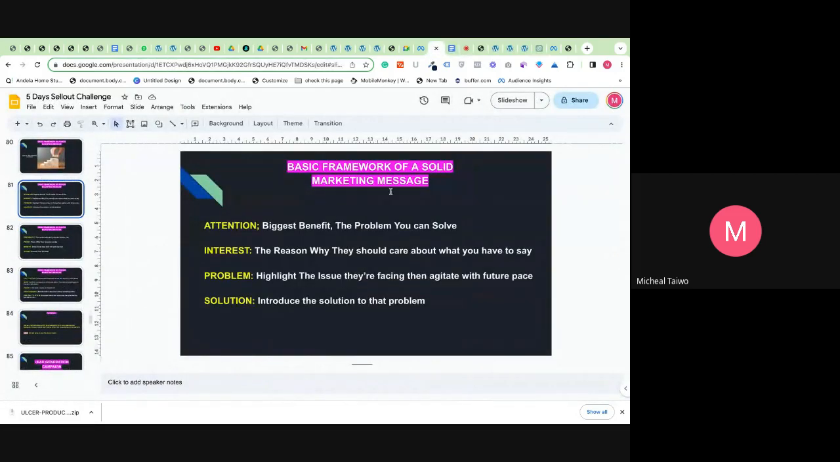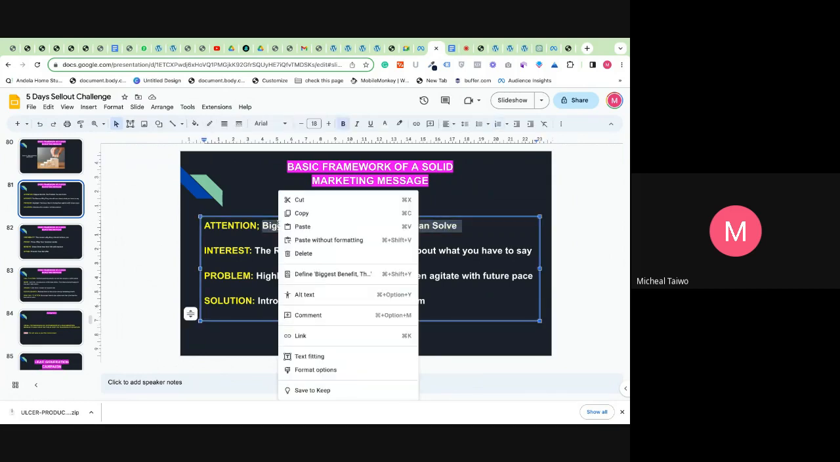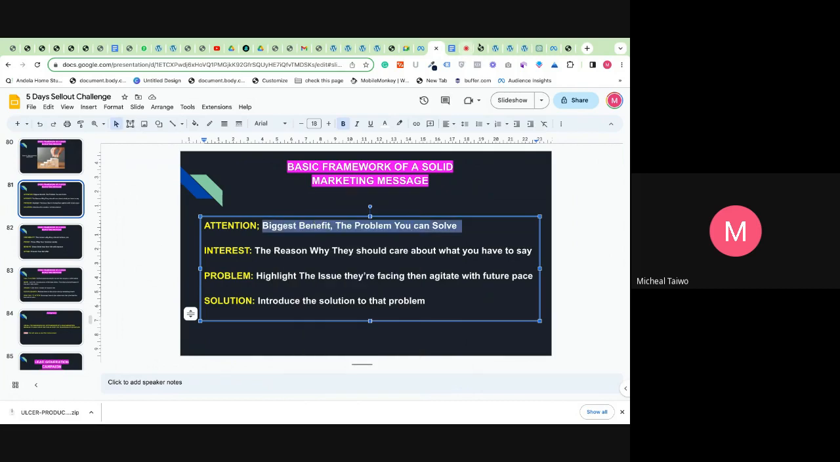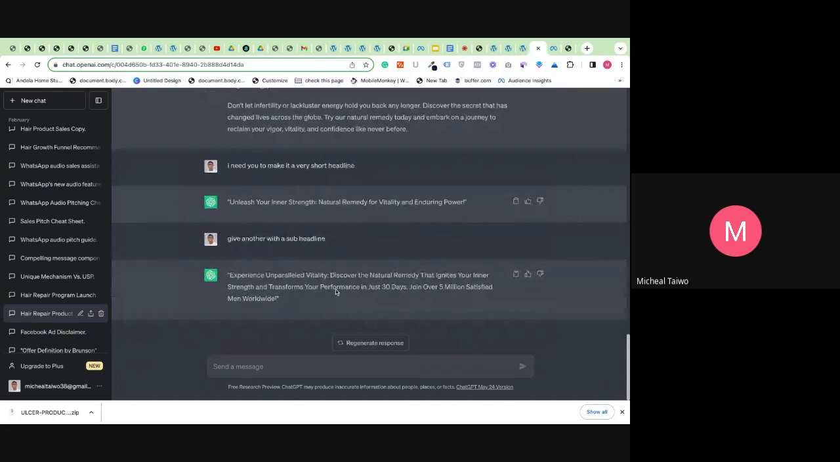It is attention, right? Attention. So now you want to get attention because your promise now is attention. So the biggest benefit and problem you want to solve. Now you can just write it and say, okay, biggest benefit, right? Come to ChatGPT and say, okay, now you've already picked what you want to pick from the headline.